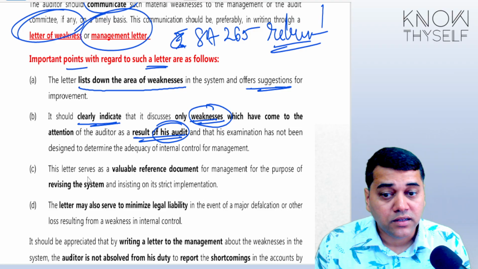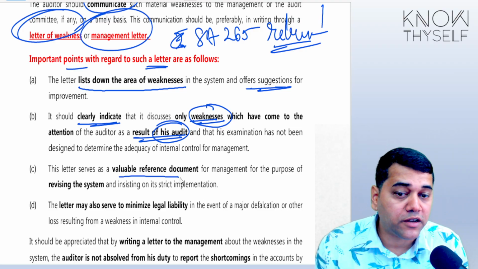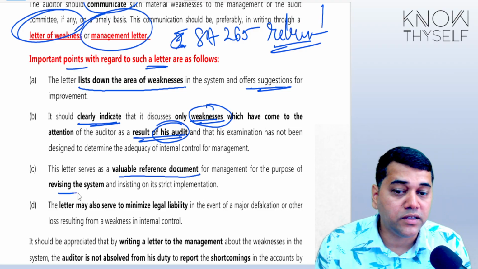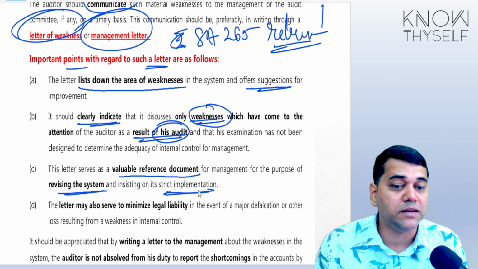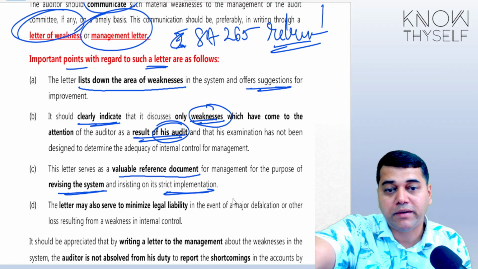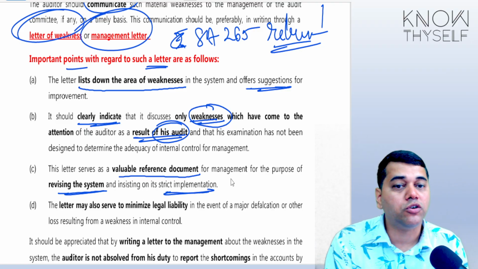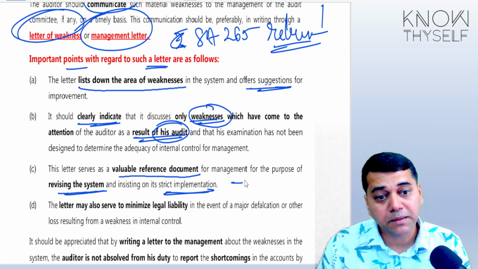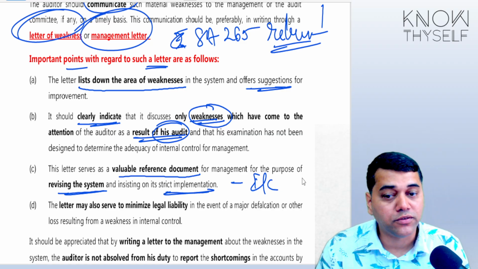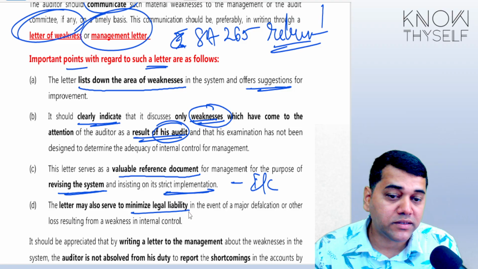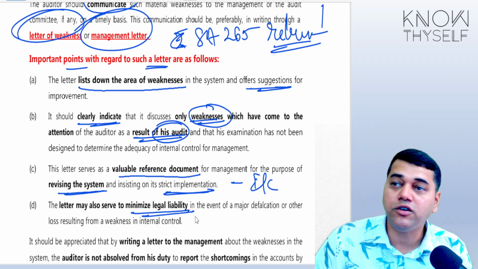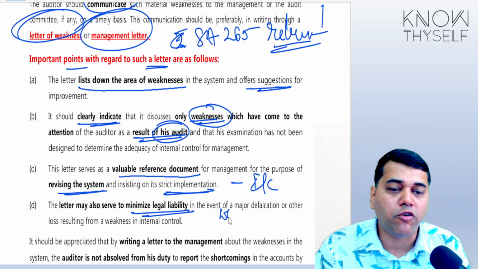Third, this letter serves as a valuable reference document for proposing and revising the system and for strict implementation. So when I give this to the management and show, look, sir, these are all the control weaknesses you have, can't they implement it and better improve the internal controls? And it helps to minimize the legal liability also. Tomorrow, if anything goes wrong, the first question is, what is the auditor doing?